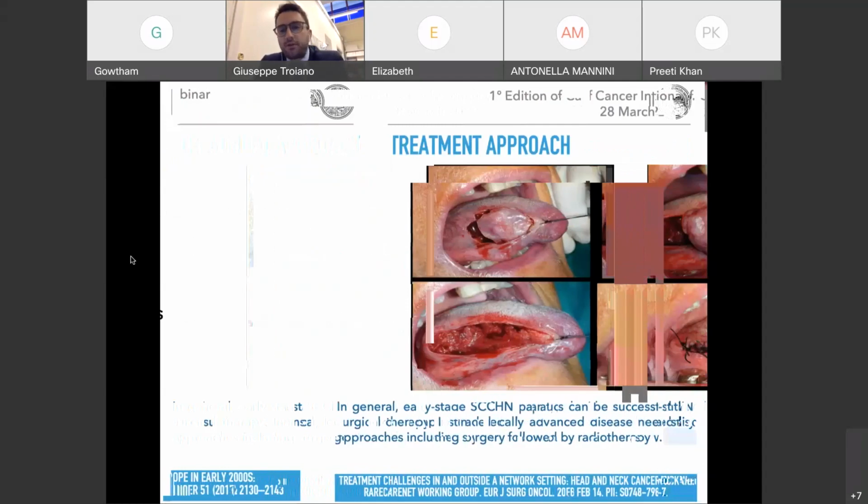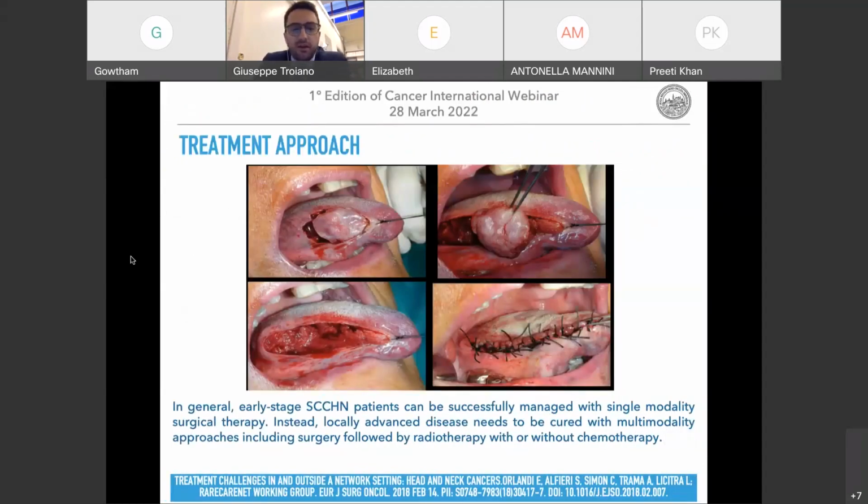The treatment approach for oral squamous cell carcinoma is much more surgical. In fact, when diagnosed in early stages, patients can be successfully managed with single modality surgical therapy. Instead, for locally advanced disease, there is the possibility today to approach the patient with radiotherapy, chemotherapy, and more recently also with immunotherapy and other types of biological agents like monoclonal antibodies.